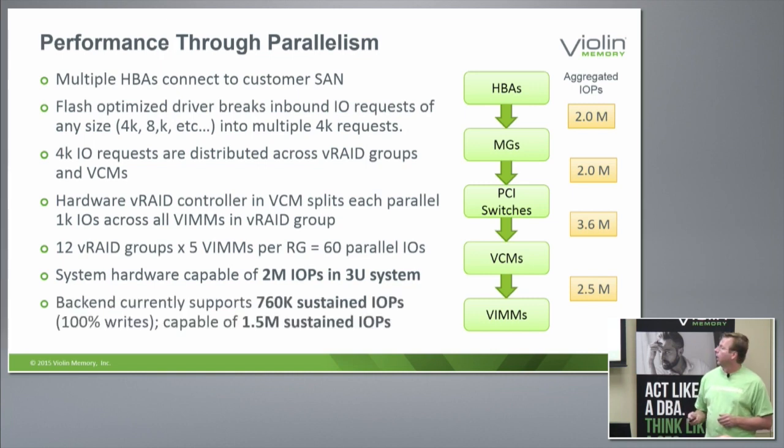When we talk about the back end, from the MG driver down through the VIMs, currently we can do 760K IOPS at 100% write, sustained. This isn't a peak number. This isn't doing fancy reads and buffer caching. This is straight writes. And the architecture we have now is capable of getting up to 1.5 million at that same level.